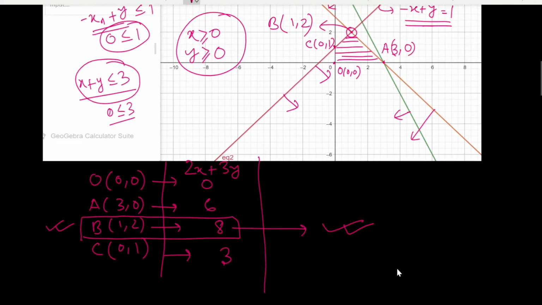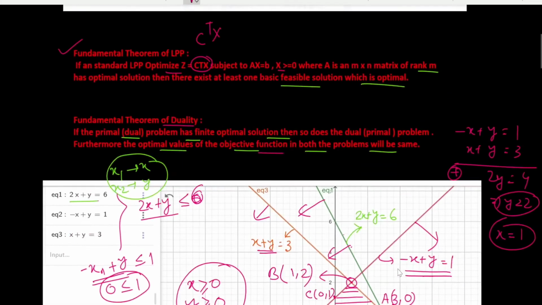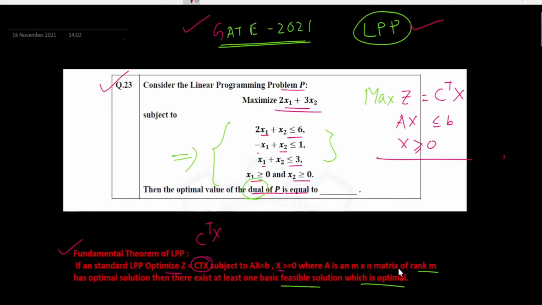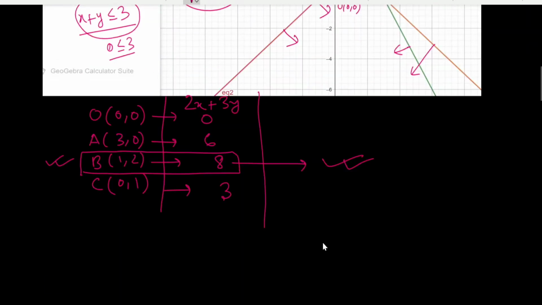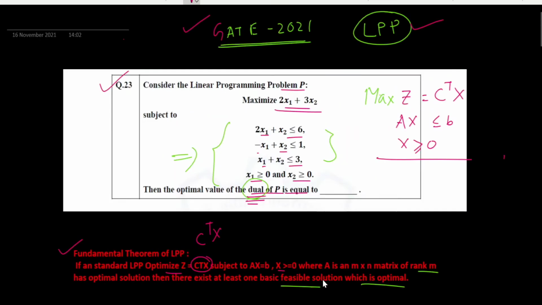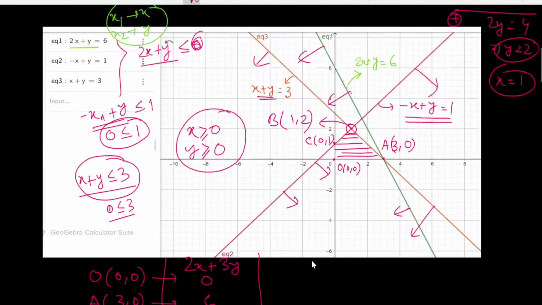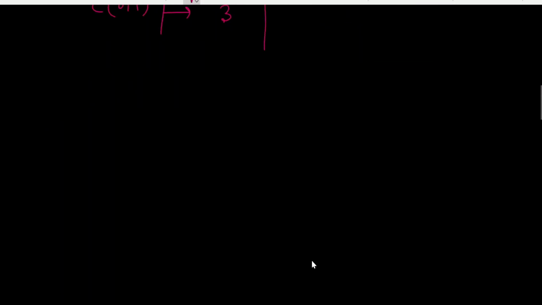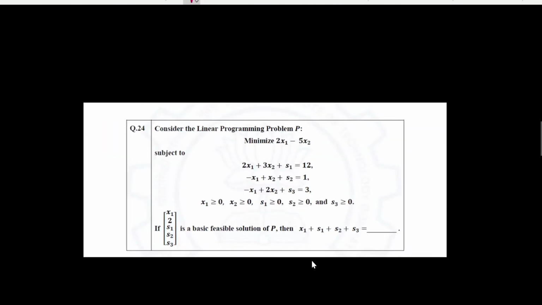So this is also the optimal value of the dual problem. Therefore the dual of P is also optimal at this point, and the optimal value of the objective function is equal to 8. So the optimum value of the dual is 8. This is the correct answer. Next we go to the next question, which is question number 24.